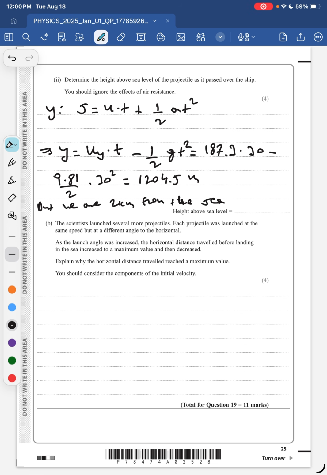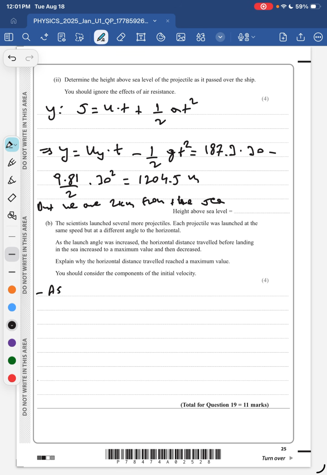Part B. The scientists launched several more projectiles, which sounds even more terrifying. Each projectile was launched at the same speed, but at a different angle to the horizontal. As the launch angle was increased, the horizontal distance traveled before landing in the sea increased to a maximum value and then decreased. Explain why the horizontal distance traveled reached a maximum value. You should consider the components of the initial velocity.